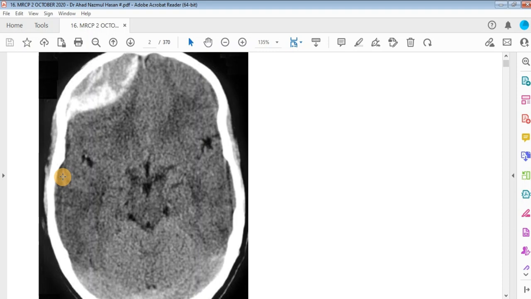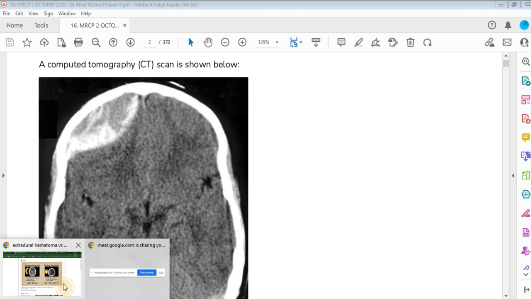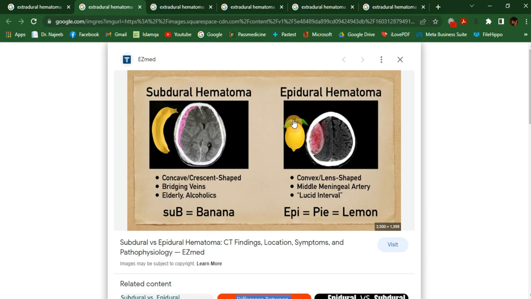So let me show you the picture here. This is the epidural hematoma or the extradural hematoma, lens shaped, biconvex. This is limited by the suture line. It occurs due to the middle meningeal artery, and you'll find the lucid interval. In case of subdural hematoma, it looks something like a banana, or crescent shaped, and this is not limited by the suture line. It occurs due to rupture of the bridging veins and is usually found in the elderly and alcoholic patient.